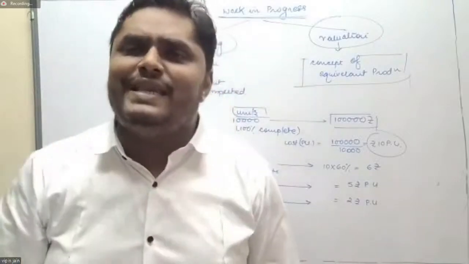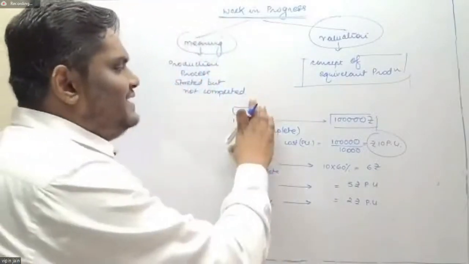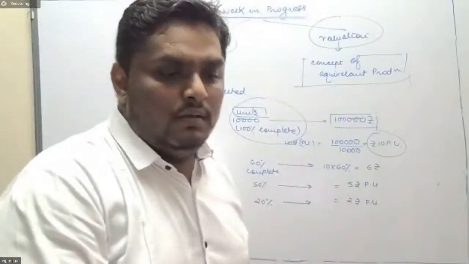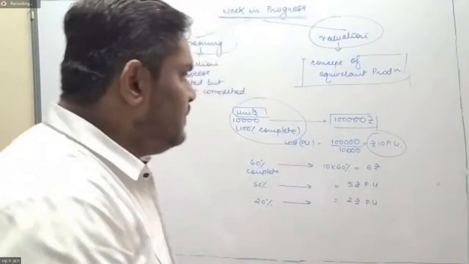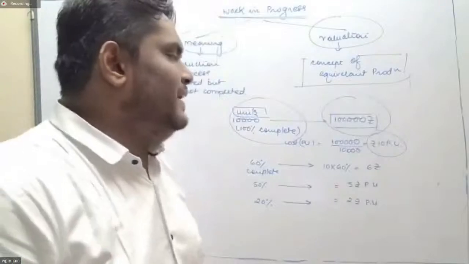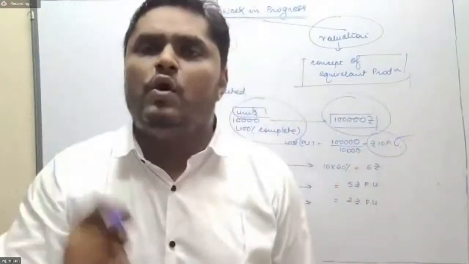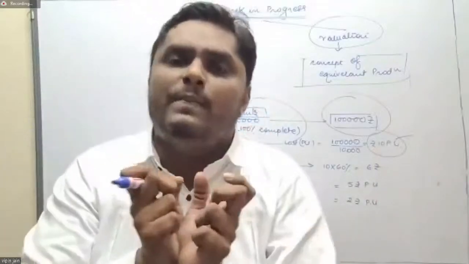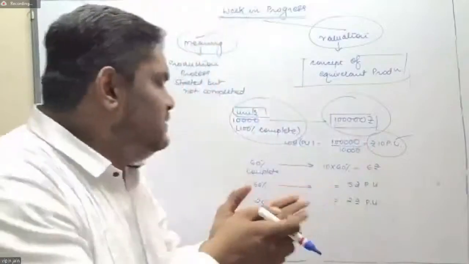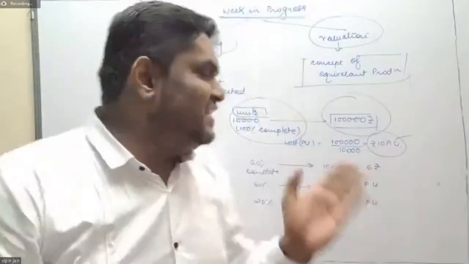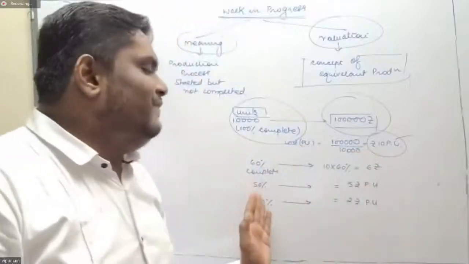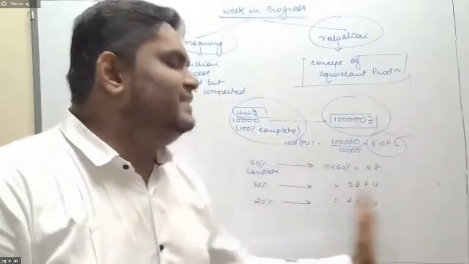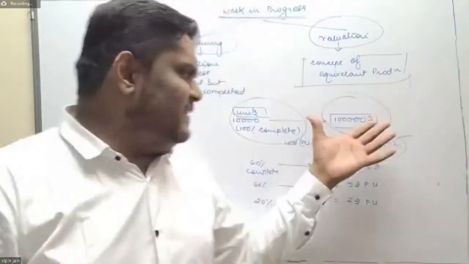So this is a very basic scenario wherein in the question it is given that only 10,000 units were manufactured and they were 100% processed, and the cost incurred till date is 1 lakh rupees. So it was very easy for us to calculate the cost per unit, that is rupees 10 per unit. Now since we have got the cost of a 100% completed unit, it is very easy for us to calculate the cost of the units which are 60% complete, that is rupees 6, 50% completed units will be rupees 5, and those units which are 20% complete is rupees 2 per unit.